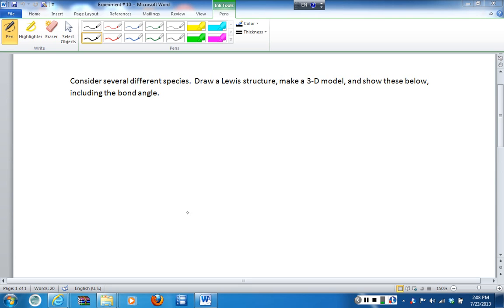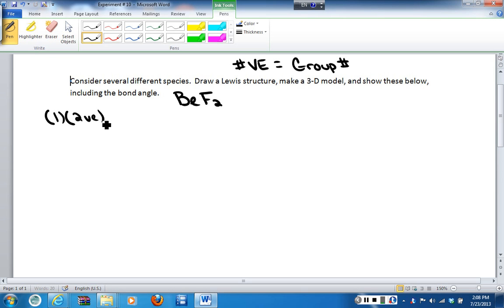So the first one that I'd like to look at is BF2. So if we're asked to generate a Lewis structure for BF2, the first step in any Lewis structure is to determine the total number of valence electrons in the molecule. And if you recall, the number of valence electrons is equal to the group number. So what do I mean by that? Well, beryllium is in group 2. So beryllium, there is one of them, has 2 valence electrons. So we include that in our tally.